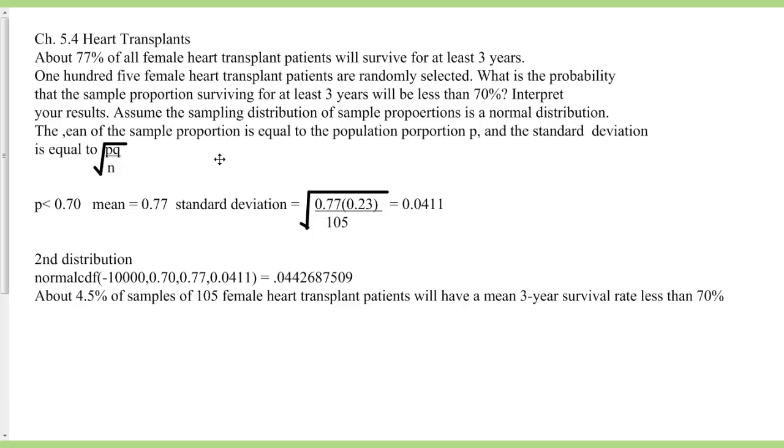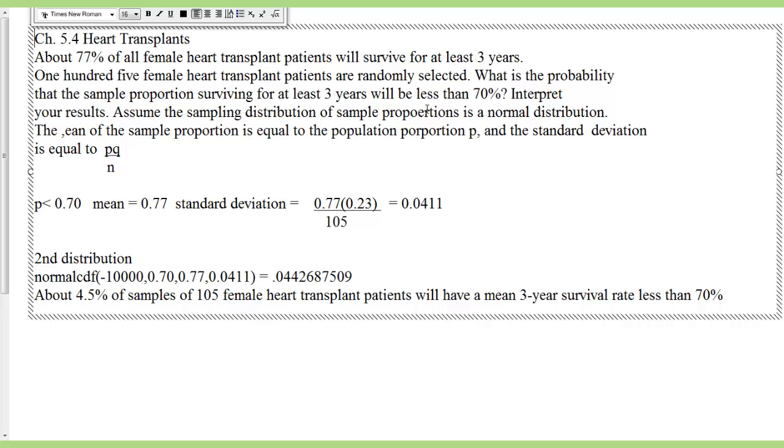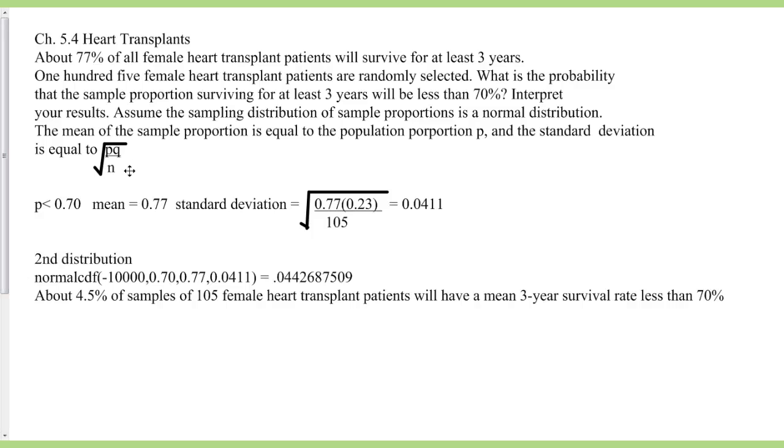Interpret your results. Assume the sampling distribution of sample proportions, and I made a little error here, is a normal distribution. The mean, I should have looked over this, of the sample proportion is equal to the population proportion P, and the standard deviation is equal to the square root of PQ over N. So this one, to use the calculator, that's all we're going to look at here.